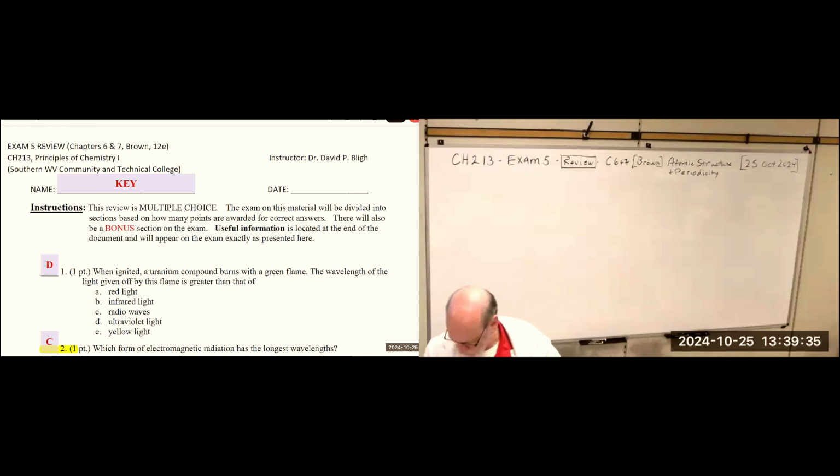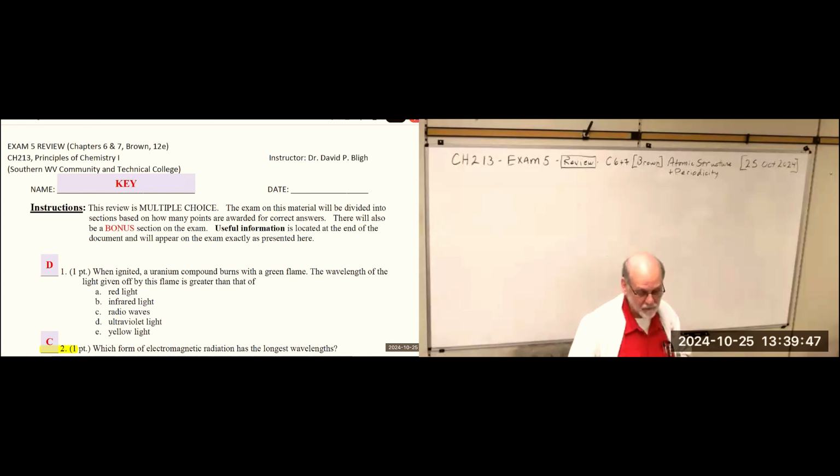First part of today's activities are going to be reviewing for exam number 5 on atomic structure and periodicity. And I'm working from the review document, and I picked out some that are representative.